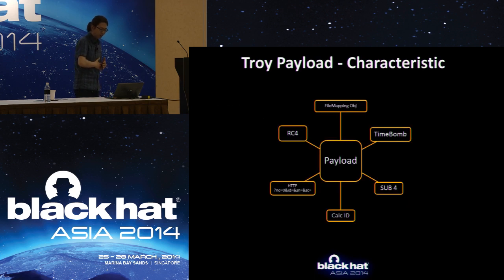Here, characteristics: file mapping object, time bomb. Sub4 is actually the string encryption algorithm. Calculate ID is to correlate the three registry entries to calculate the ID using the HTTP request. And the HTTP request patterns, and RC4 for the encryption and decryption algorithm used in the communication.